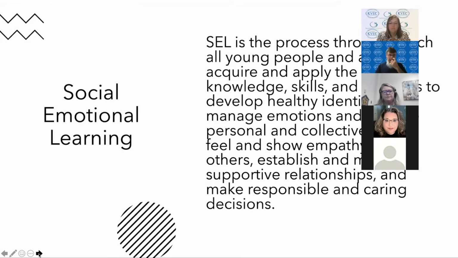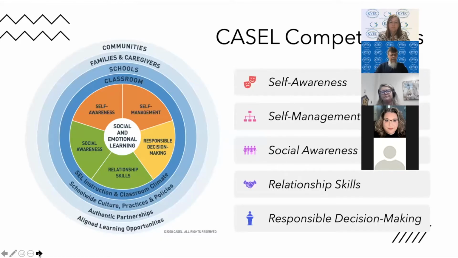And one of the difficult things for a lot of our students is taking into account someone else's feelings, someone else's emotions, and how our behaviors impact them and how they respond to us. So Castle, like I said, is the collaborative for academic, social, and emotional learning. And they have 5 core competencies that can be applied both in the classroom, at the home level, and in the communities. And those 5 competencies are self-awareness, self-management, social awareness, relationship skills, and responsible decision making.